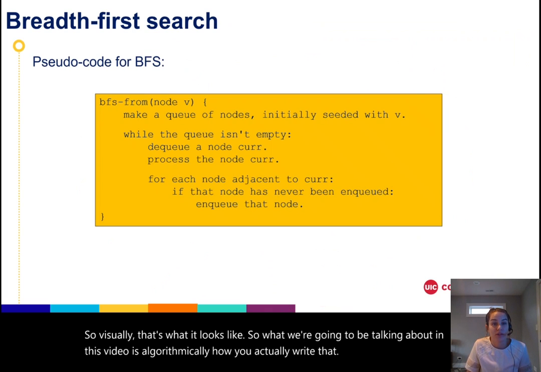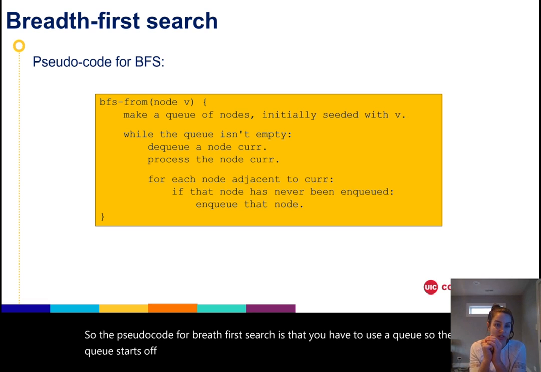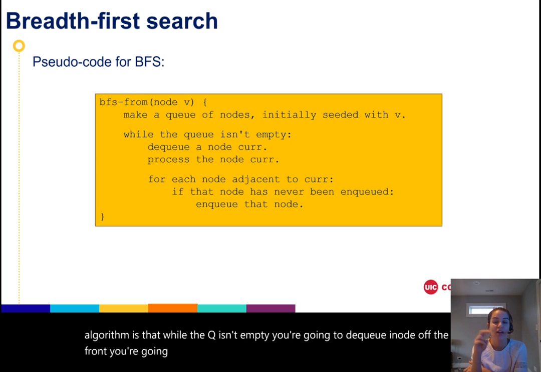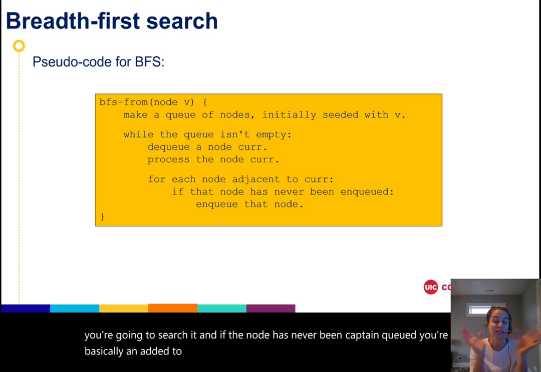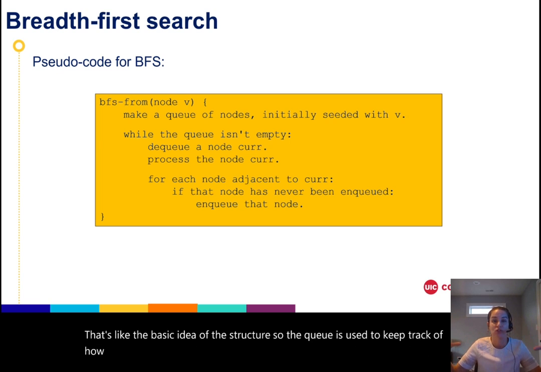So the pseudocode for breadth first search is that you have to use a queue. The queue starts off with the initial node that you're starting at, and the basic algorithm is that while the queue isn't empty, you're going to dequeue a node off the front, you're going to process that node, and then for each neighbor of that node, you're going to search it, and if the node has never been queued, you're basically going to add it to the queue. And that's the basic idea of the structure. So the queue is used to keep track of how you're visiting those radial circles.